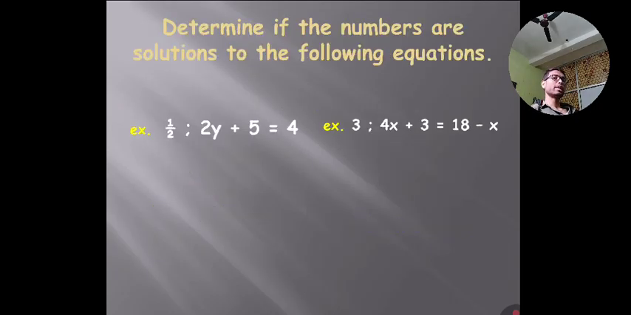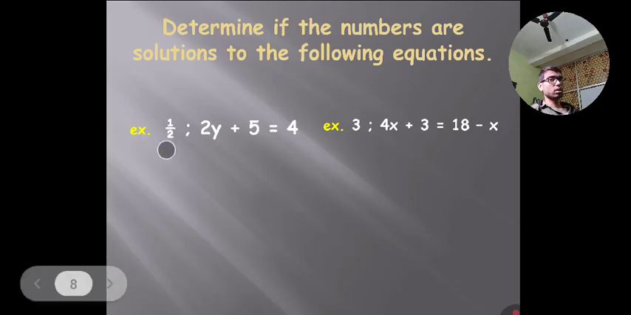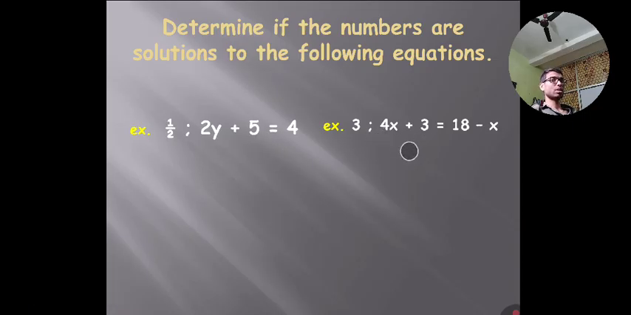Next we have to determine if the numbers are solutions to the following equations. We have the value of the variable, 1 upon 2. We will substitute this value in place of the variable, 1 upon 2, then 2 will cut 2, 2 will cut 2, then 1 plus 5, so 1 plus 5 is 6. 6 is equal to 4? Of course both sides are not equal, so we will say 1 upon 2 is not a solution for this equation.